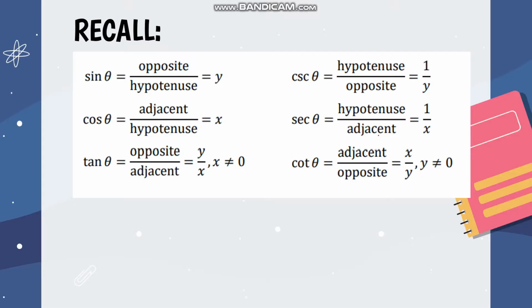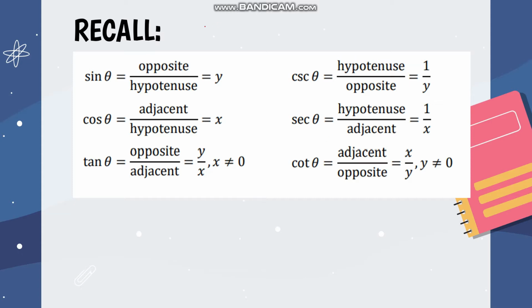So let's recall first some of the concepts that we need in inverse of trigonometric functions. First is solving for the value of the trigonometric functions given the trigonometric points of different angles. As we know, sine of theta can be solved using the y coordinate, cosine of theta is the x coordinate, tangent of theta is y over x. And for the rest, cosecant, secant, and cotangent, these are just the reciprocals of the first three.